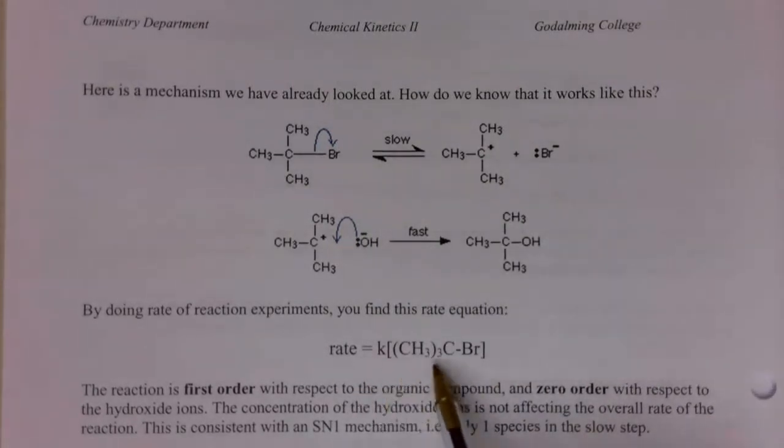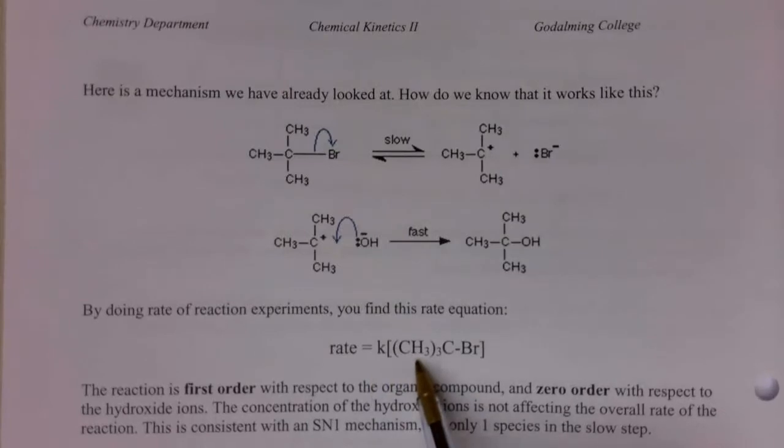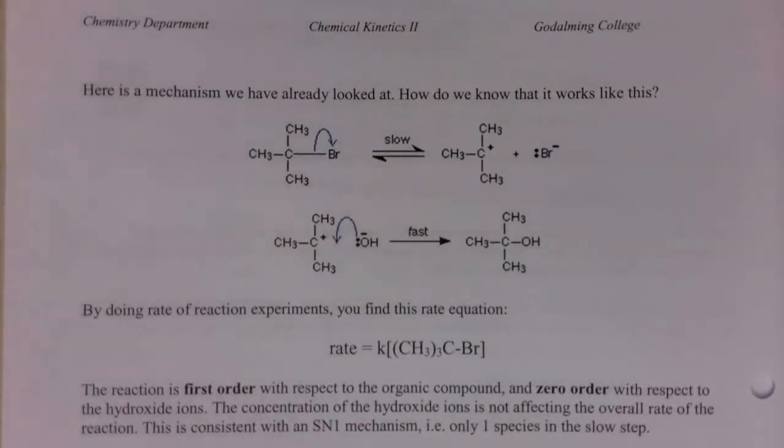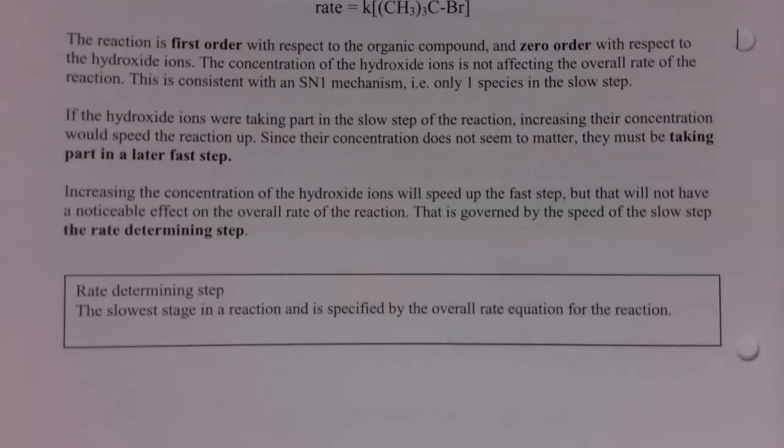From that, I can work out that this is first order with respect to the organics and zero order with respect to the hydroxide ions. So from this, we can define the rate determining step as the slowest stage in a reaction, and it's specified by the overall rate equation for the reaction. In other words, only the species that are involved in the rate equation are involved in the rate determining step. If they're zero order reactants, they're not involved in the rate determining step.